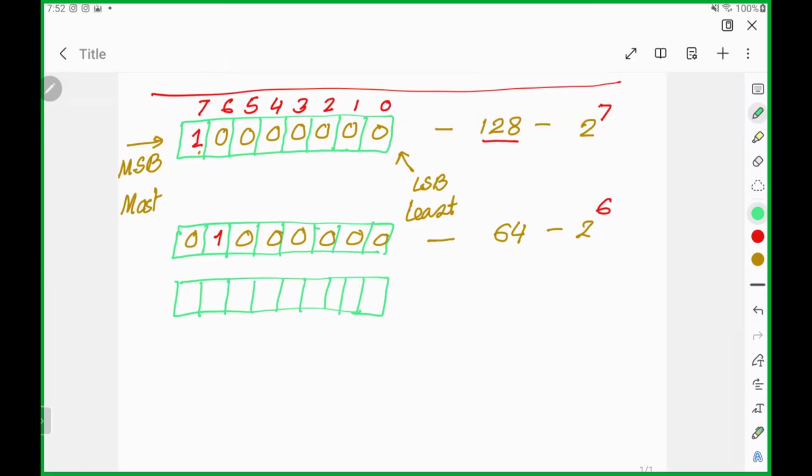So I have 1, 2, 3, 4, 5, 6, 7, 8, which is too many. So we'll do this one, then divide, divide, divide, okay. Then if I change to here, the 5th position, and the rest are zeros, then it would be 32, and that is 2 to the power 5. So I can change this one to 5.